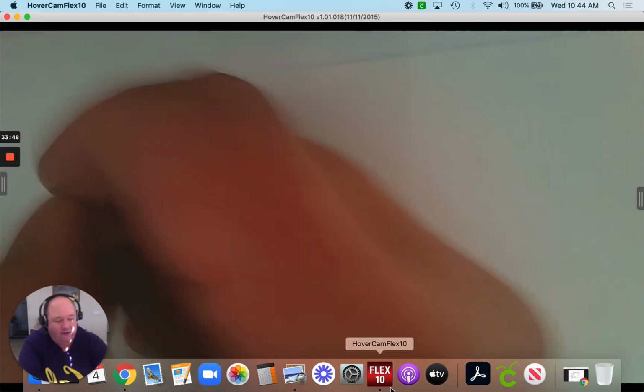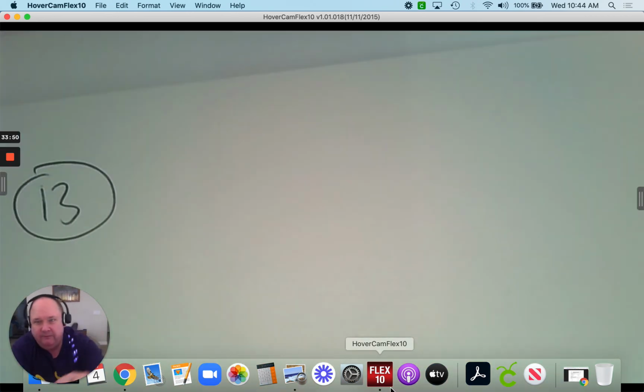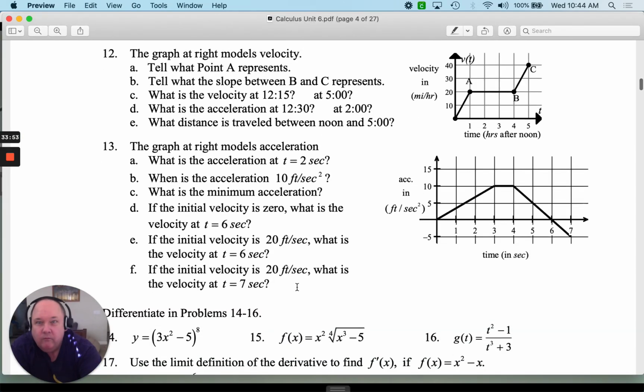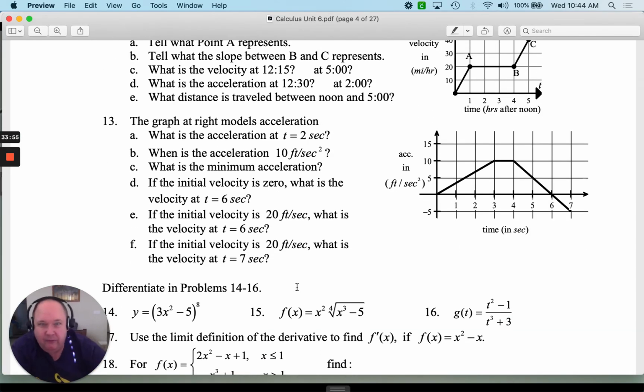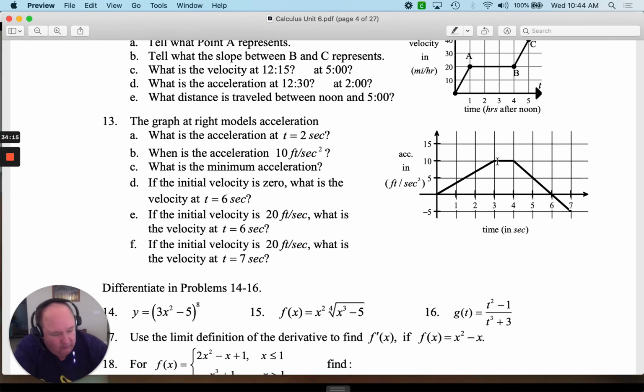All right, number 13. This will be the last one for this video. So the graph at the right represents acceleration. All right, be careful here. What is the acceleration at 2 seconds? So at 2 seconds, it's in the middle of a line segment, so I got to find the formula for that line. So 0, what's the slope? Up 10 over 3. So it'd be up 10 over 3 plus 0. So it's just 10 over 3t. That's what acceleration is.